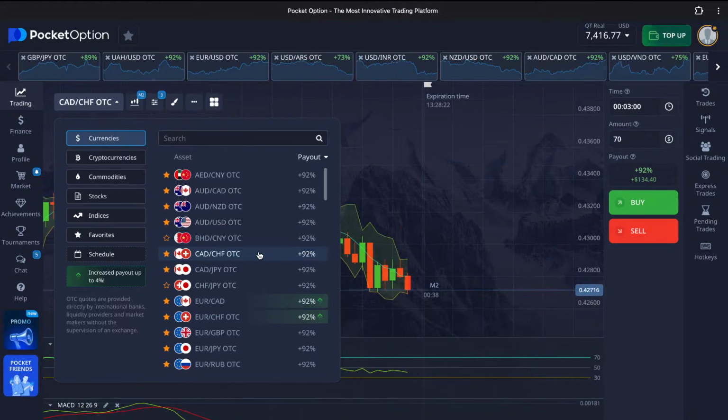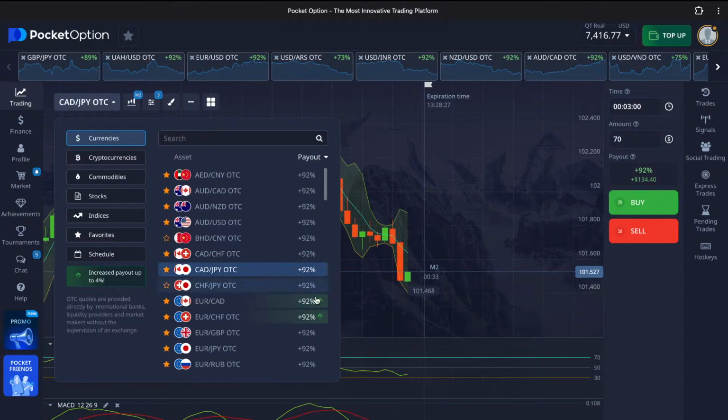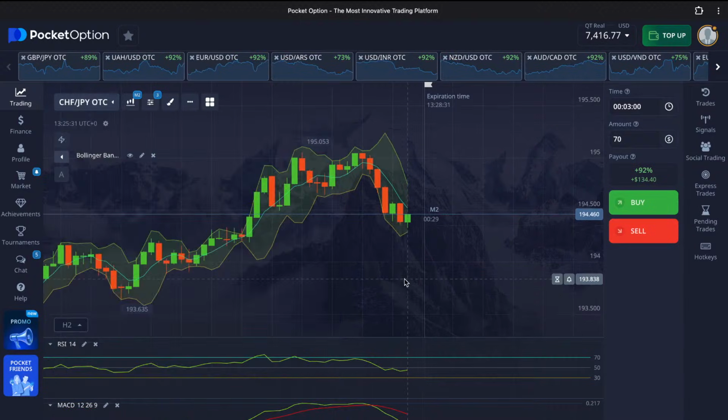Who's giving me the smile emojis on the profit? Why this? Why not the likes, the fires, for example, any other emotion?